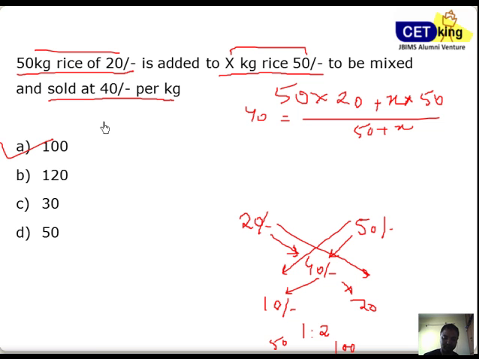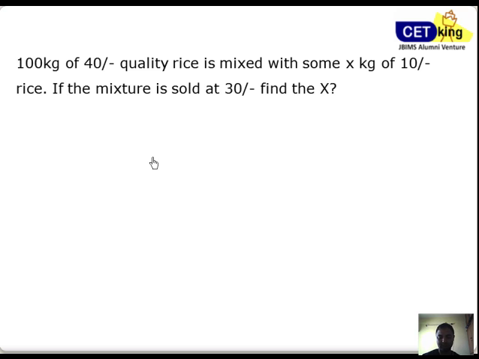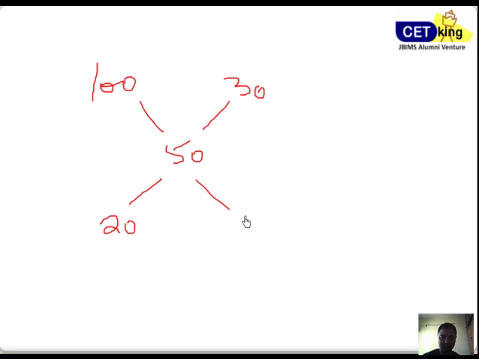100 rupees rice is added to 30 rupees rice to get a mixture which is sold at 50 rupees. Find the ratio in which they are mixed. Simple. This minus this, how much is it? 50. This minus this is 20. So the ratio is 2:5.